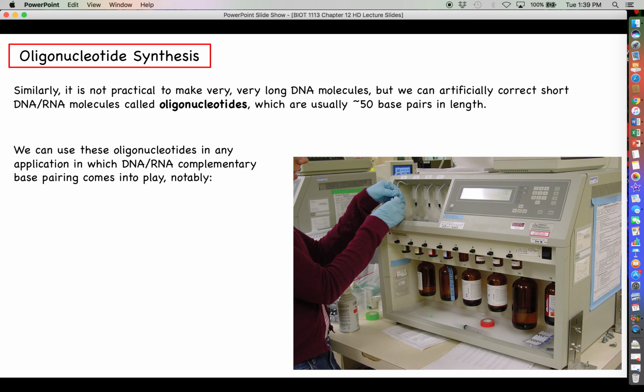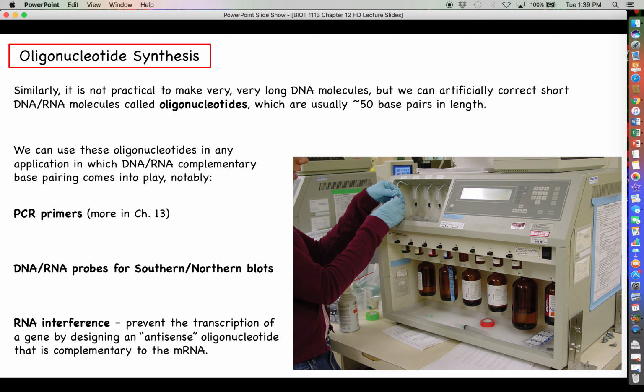So we can use these oligonucleotides in any sort of application in which DNA or RNA complementary base pairing comes into play. Notably, PCR primers, which we're going to talk about a lot in the next chapter, chapter 13, DNA and RNA probes for things like Southern and Northern blots, which don't use antibodies but rather use these oligonucleotide probes. And then also something called RNA interference, which is a way of preventing the creation of a protein by preventing the creation of an mRNA transcript.